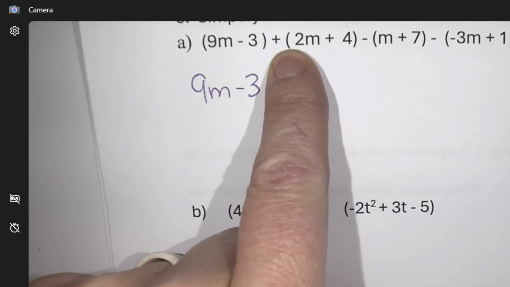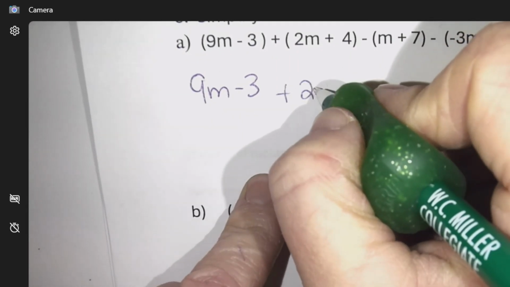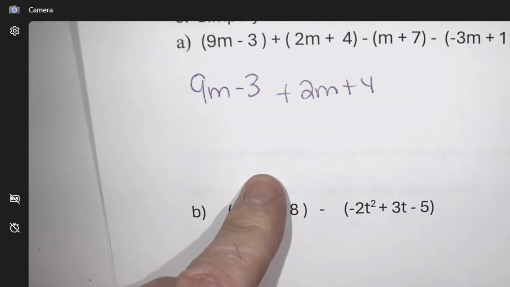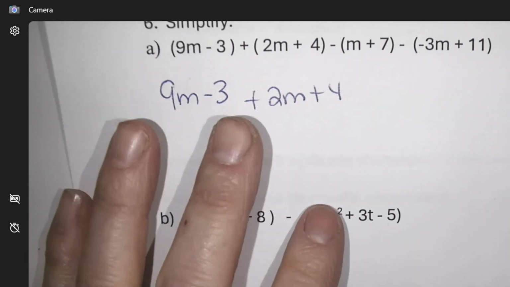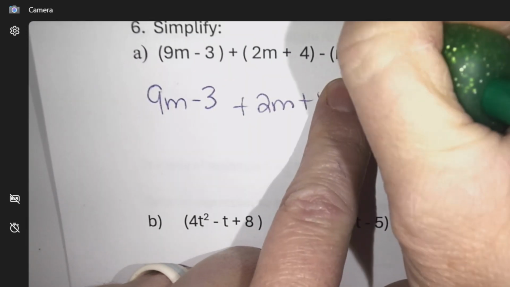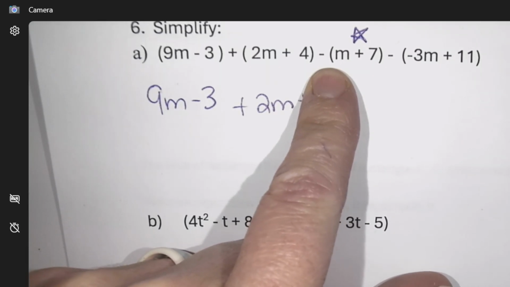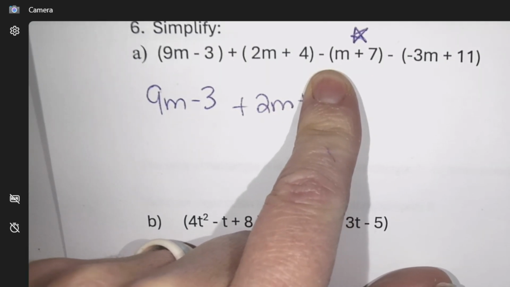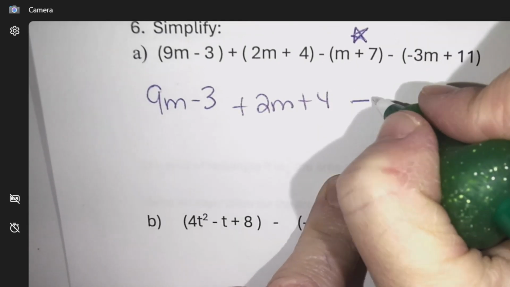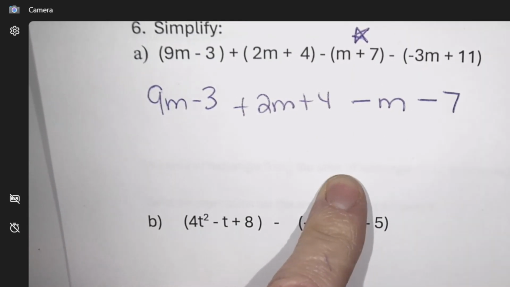So I'm just going to rewrite. So I need to have a plus 2m and a plus 4. Okay, this bracket has a subtract in front of it. So that means everything I'm seeing, I need to go opposite. So minus an m and minus a 7.